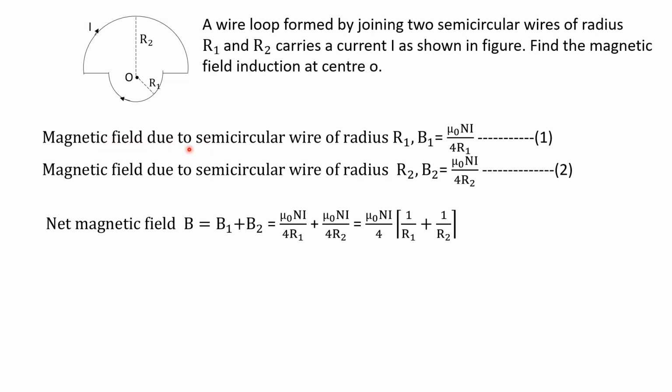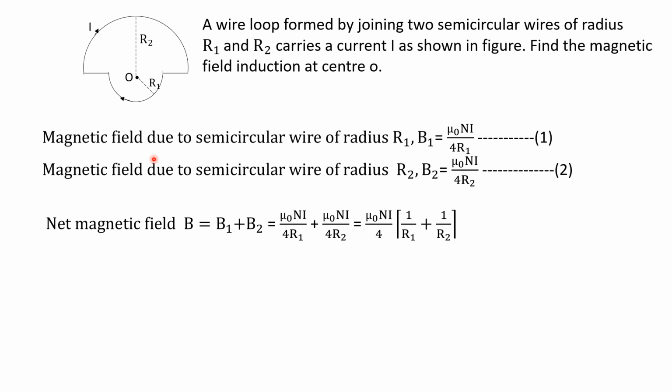So magnetic field due to semicircular wire of radius R1, instead of A we can write R1. We can call the magnetic field B1. B1 is equal to mu 0 N I by 4 R1. And magnetic field due to semicircular wire of radius R2, we can call it B2. The equation is mu 0 N I by 4 R2. Instead of A, we can write R2.